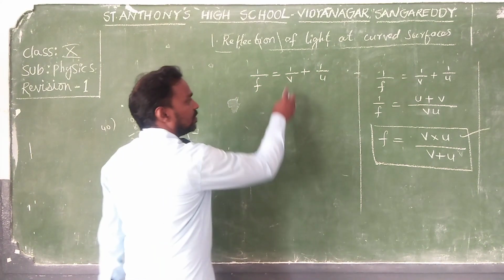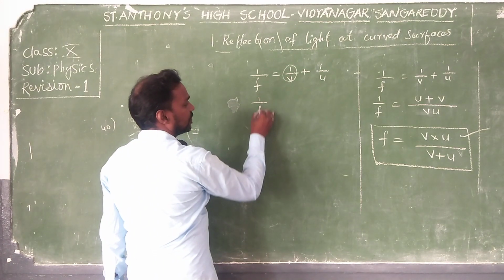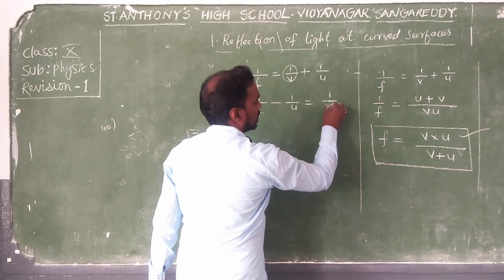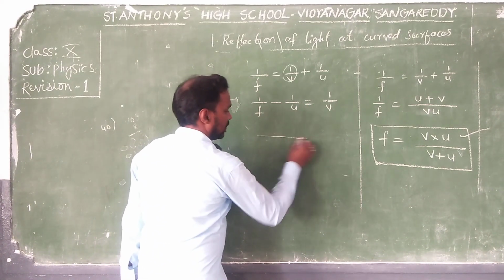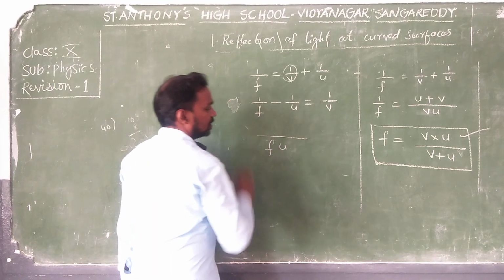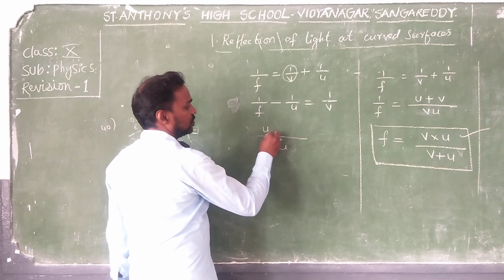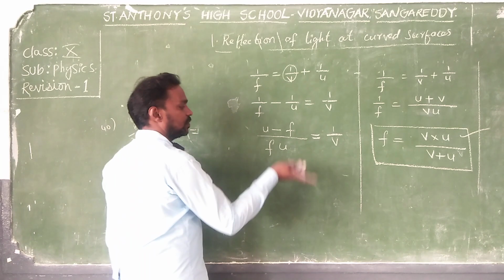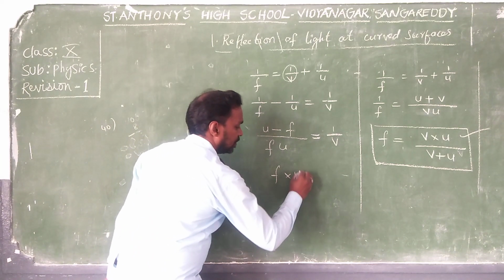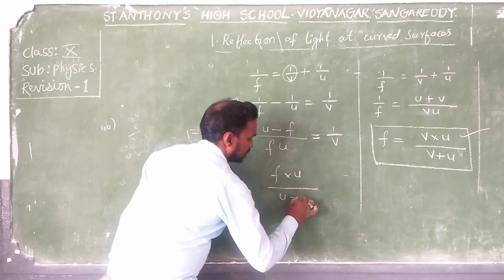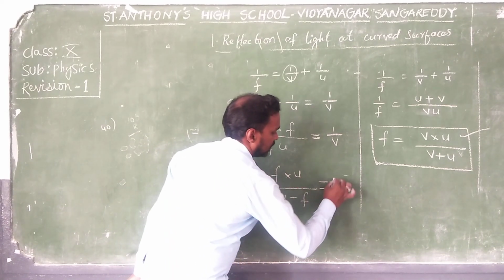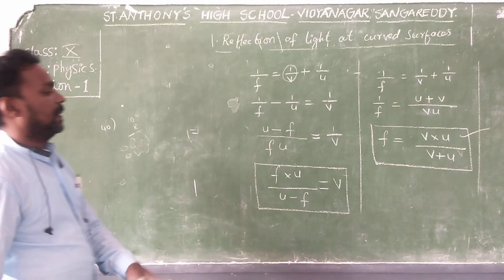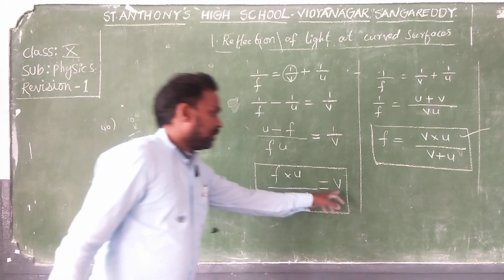From this one, if you want to find the v value: 1 by f, this 1 by u becomes, 1 by f minus 1 by u is equal to 1 by v. I want v. Same, f into u is your LCM. F cancel means u minus f is equal to 1 by v. Reciprocal value: f into u divided by u minus f is equal to v. This is your ultimate answer to find the image distance.